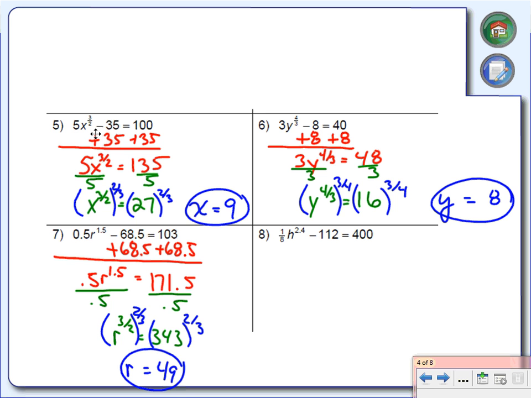All right, one more, number 8. Same thing as number 7. We'll start off by adding 112. Of course, that 2.4, that exponent, we'll change that also here in a minute. 400 plus 112 is 512.